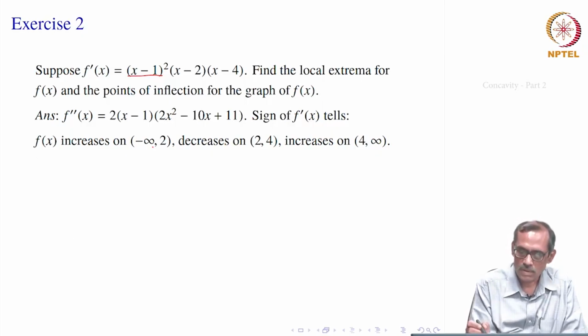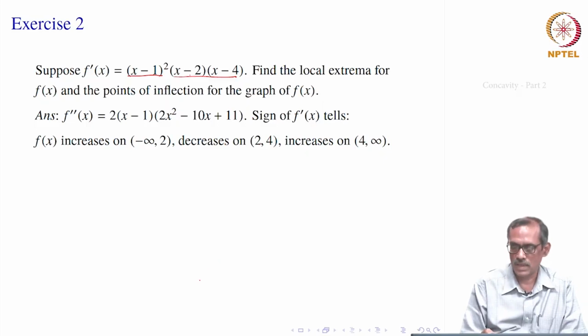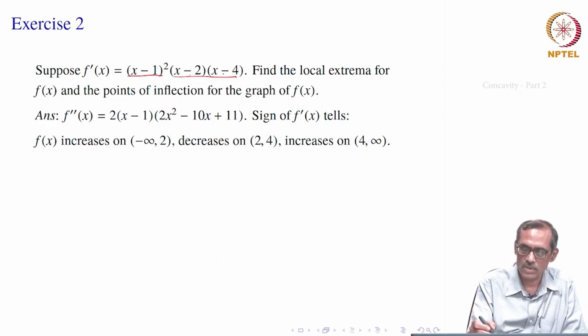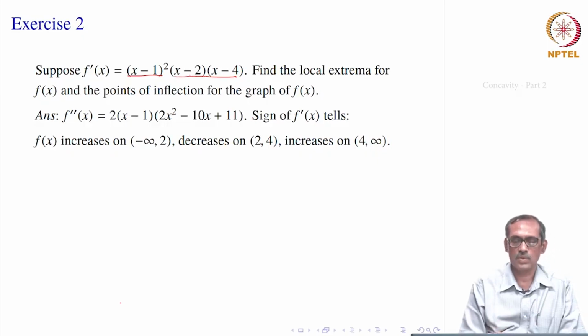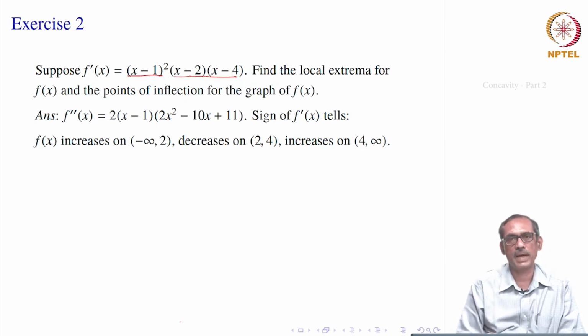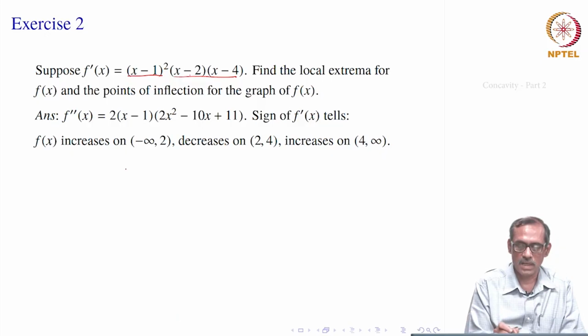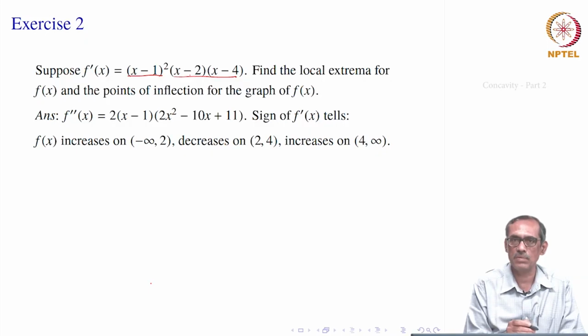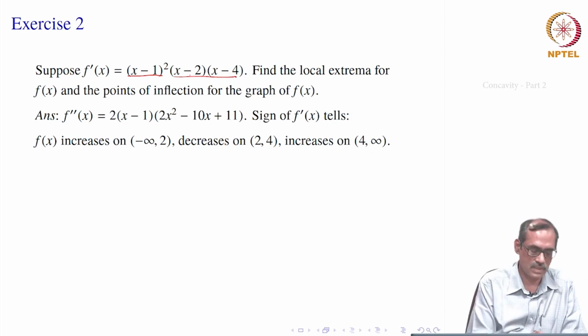Now, if you consider a point between 2 and 4, then you will see that this becomes negative, and this is anyway positive. So, f prime becomes negative, therefore, f of x decreases on 2 to 4. Now, if x is bigger than 4, everything is now positive. So, f prime x is positive, that is, f of x increases on 4 to infinity. So, we have some idea about f from this information: it is increasing on the interval minus infinity to 2, from 2 to 4 it decreases, and again from 4 onwards it increases.